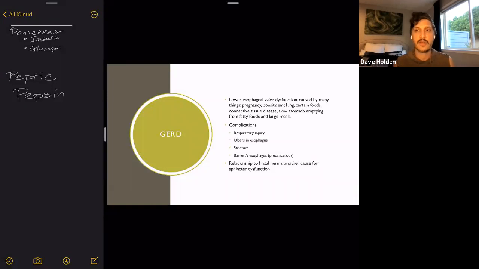Obesity puts extra strain on the rib cage and puts extra pressure on the diaphragm. Smoking, as we said, and certain foods, really fatty foods, really spicy foods, can cause reflux. Other types of connective tissue diseases, Marfan syndrome is one that comes to mind. All the connective tissues become damaged with Marfan syndrome.